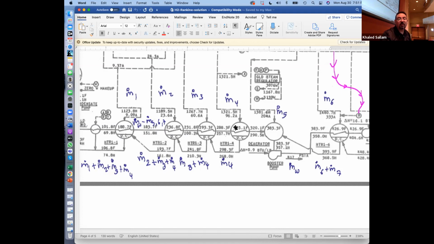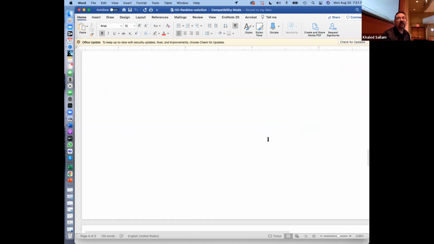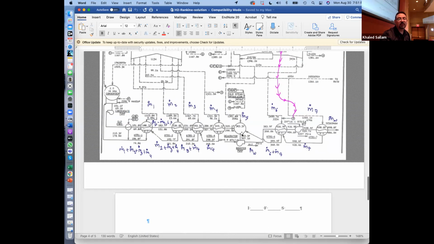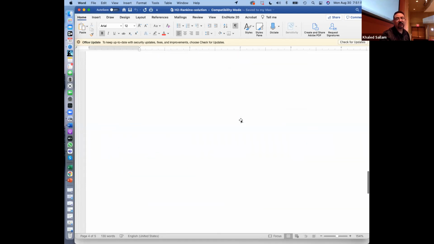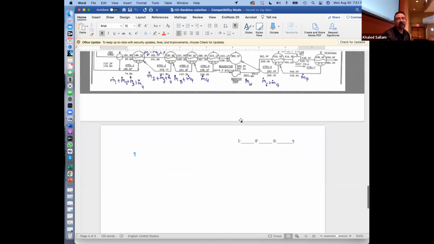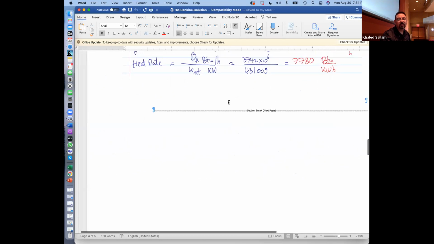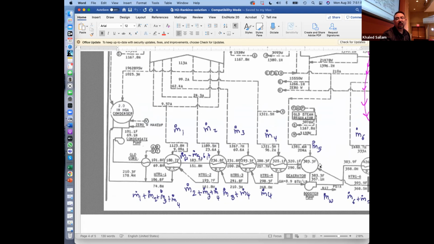This is different from this one. What is this? It's called the deaerator. Every power plant has to have a deaerator. What is a deaerator? A big tank. Okay, a big tank where the steam is added to the water.